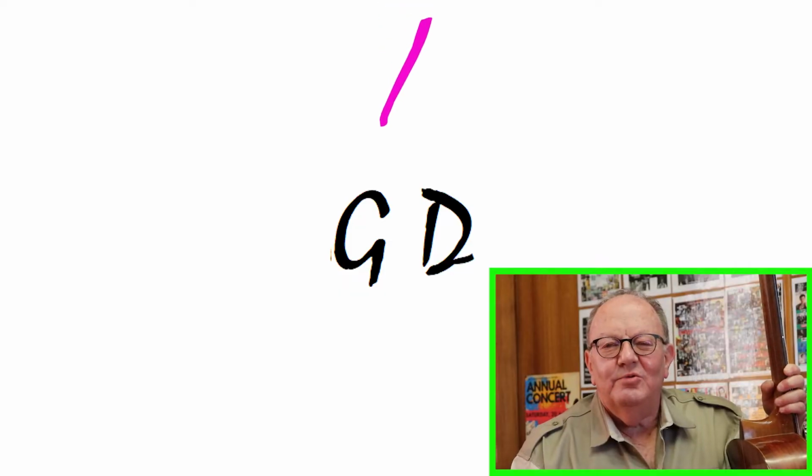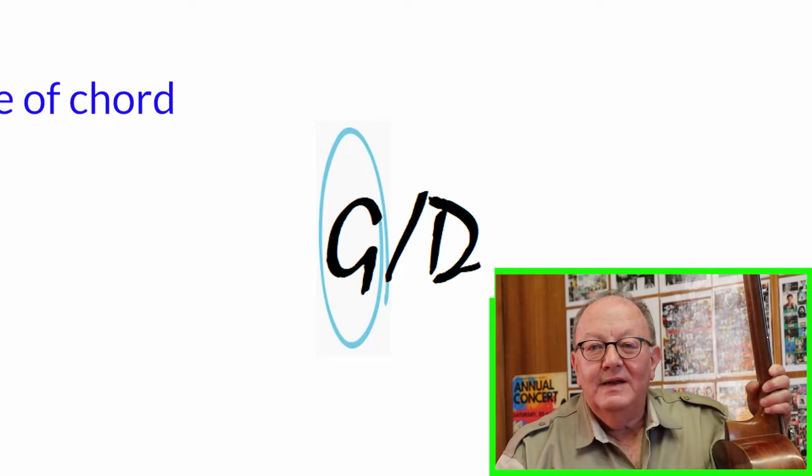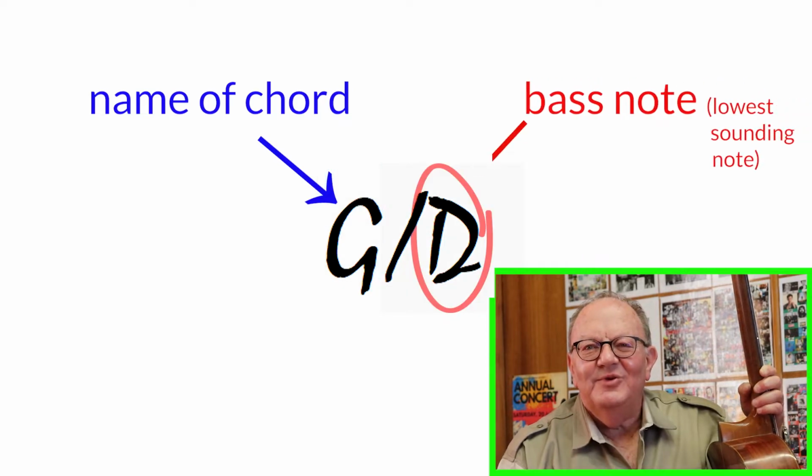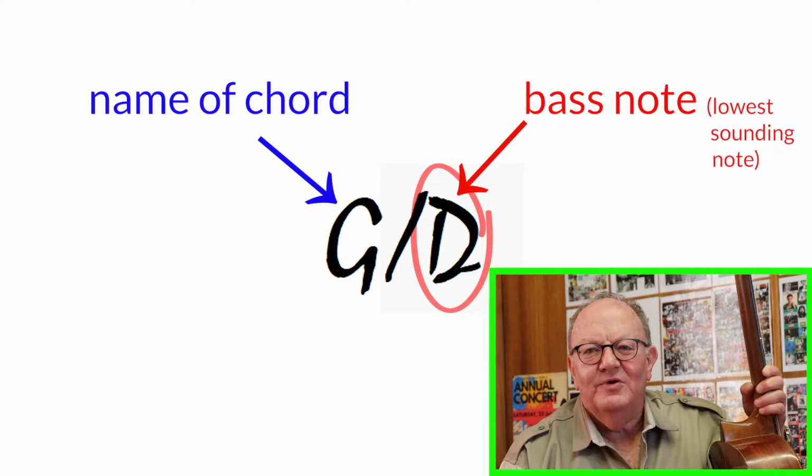So a slash chord comprises two letters separated by a forward slash. The letter you see to the left of the slash is the name of the chord. The letter to the right of the slash is the bass note, or lowest sounding note of the chord. The most important thing to remember about slash chords is that you do not have to play the slash if you are unfamiliar with its shape. Often the guitarist in the band will play the straight chord, in this case G, and leave the bass player to play the D note.